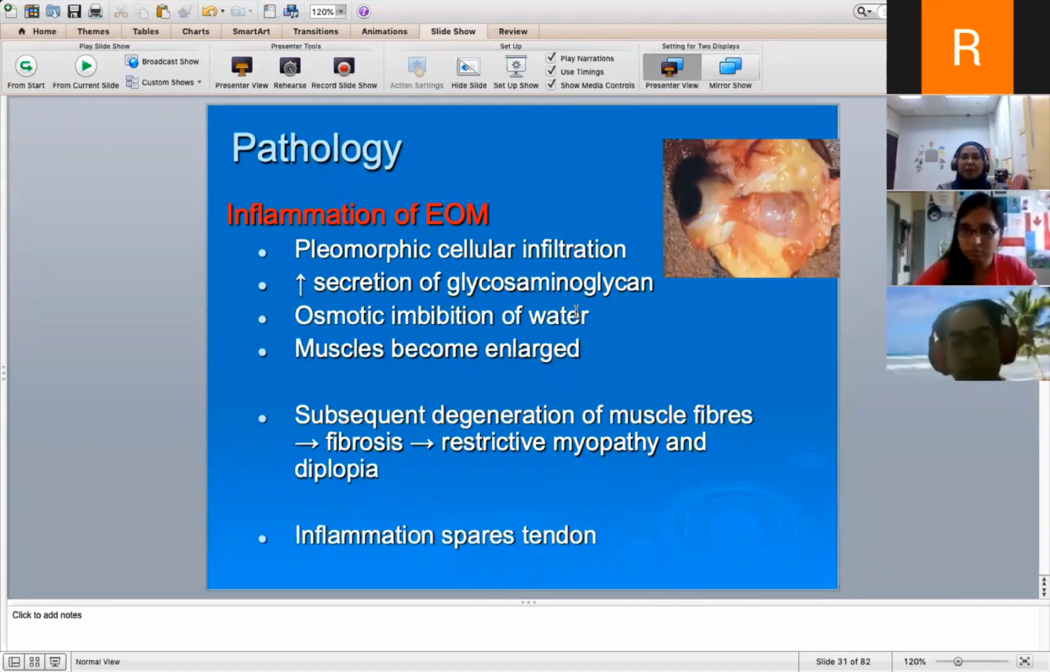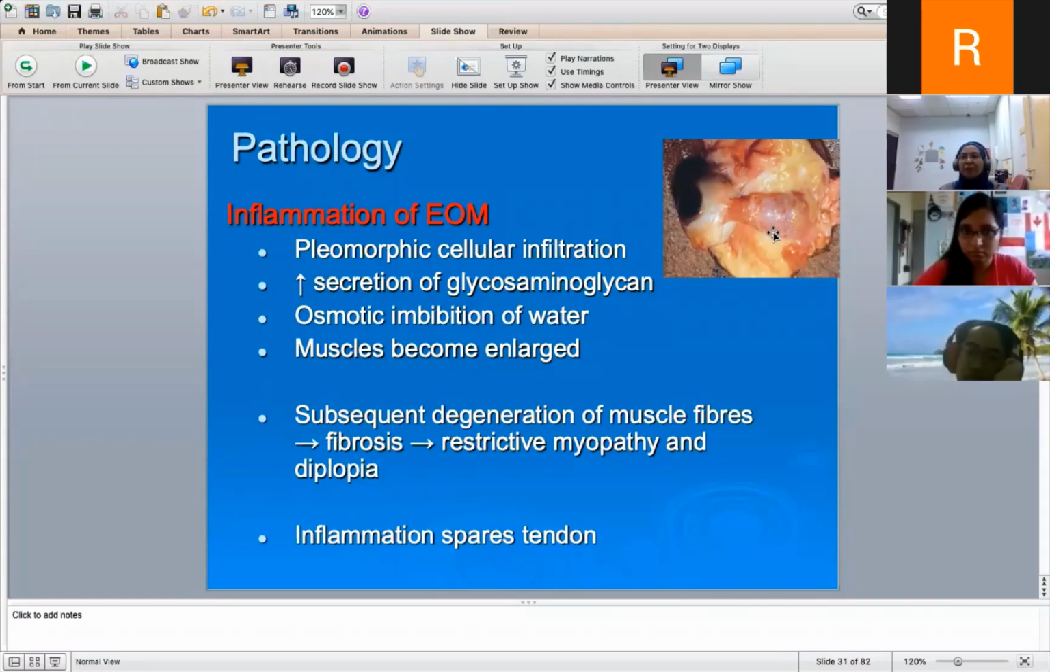But what happens in thyroid eye disease? There will be a lot of increased secretion of glycosaminoglycan. What happens is it will increase the osmotic pressure, drawing water into the fatty tissue and also the muscle, and it will cause the muscle and fatty tissue enlargement. So it is very important. It's a very inflamed situation, so you have to treat the patient at the inflamed state.